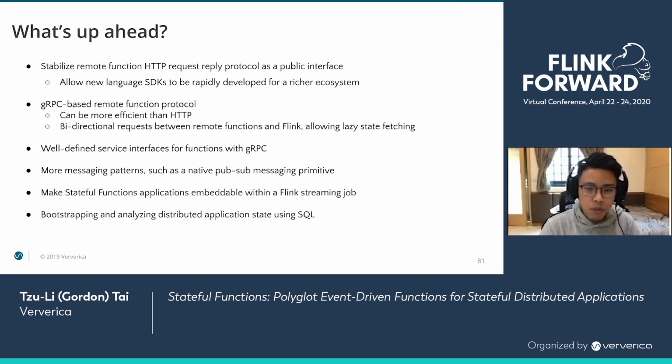Next up, the fourth point here is a slightly smaller scoped thing. You can expect more messaging patterns to become available, such as a native pub/sub messaging primitive, where functions can publish events to topics living within the application, and have other functions subscribe to the topics. Again, it's just another thing that improves how functions and services can interact with each other.